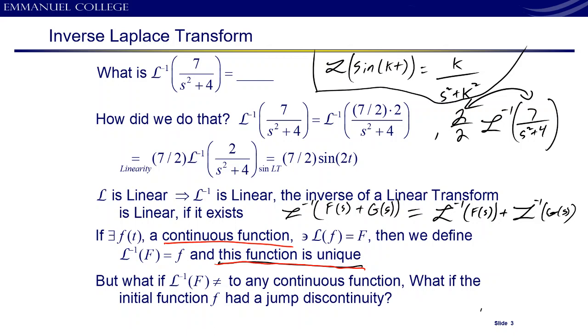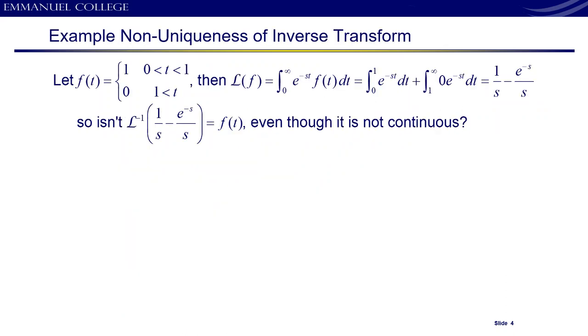So maybe it doesn't equal a continuous function. What if the initial function had some sort of discontinuity? So take, for example, the function that's 1 between 0 and 1, and then it's 0 after you get past 1.